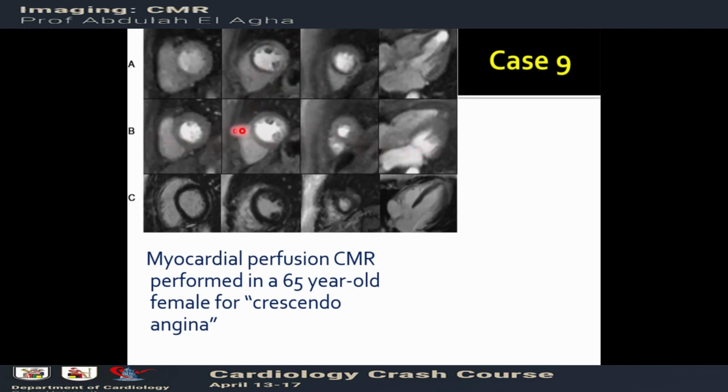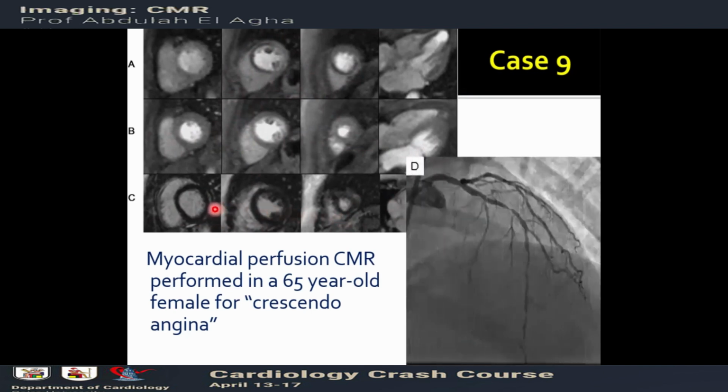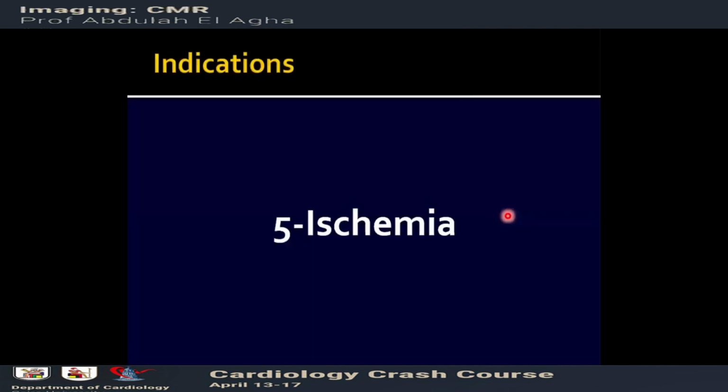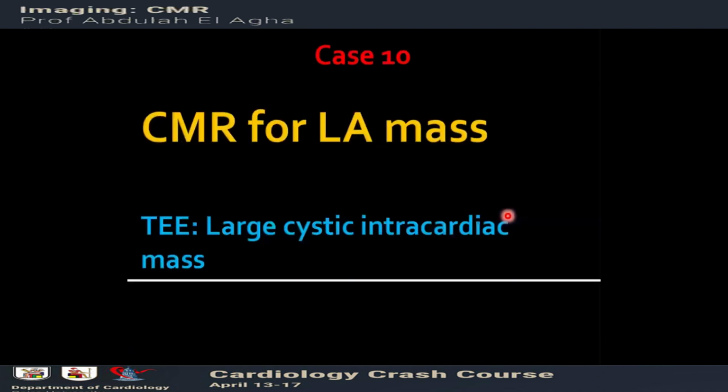And this middle row is the rest. Here, we don't give stress like adenosine, and we don't see any ischemic area. And this is the viability, of course, because we're not going to see any scar or fibrosis. And this is the coronary angio. This is a critical mid-LAD. So one of the important indications is testing for ischemia by CMR. And remember, this is different from viability. In coronary artery disease, we have ischemia, we have viability.